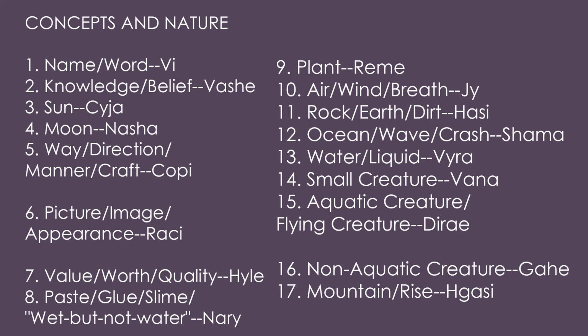Nurai. Plant. Reme. Air. Wind. Breath. Yai. Rock. Earth. Dirt. Hasi. Ocean. Wave. Crash. Shama. Water. Liquid. Vira. Small creature. Vana. An aquatic or flying creature. Dure. A non-aquatic creature, gahe. Mountain or rise, agasi.